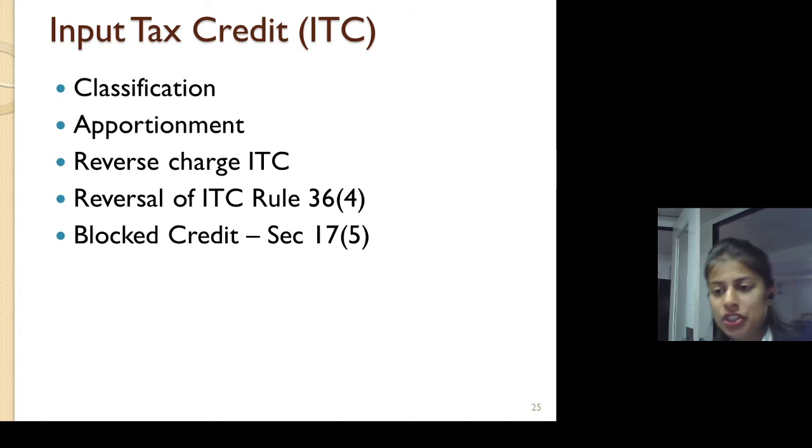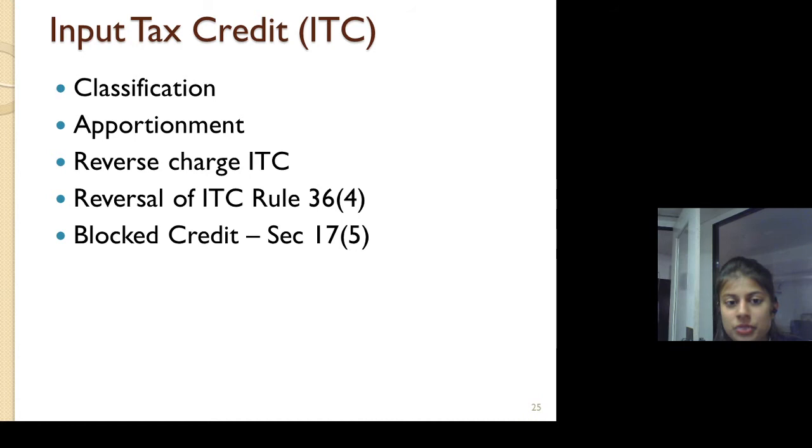Second thing is apportionment. Now suppose you are making some exempt supplies. Even if all your purchases are eligible under the eligible category, still there are certain things which you have used for personal purposes or exempt supplies purposes. So you have to apportion that. There are rules for such apportionment and you have to make a reversal of such ITC. Make sure you do this, because if you do not reverse it now, and then during the annual return or during your assessment the officer does this, you will be liable to huge interest amounts.